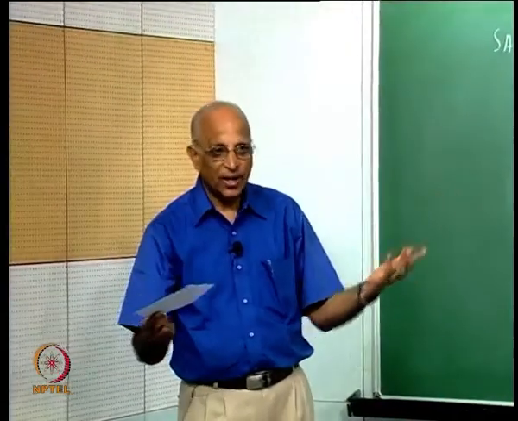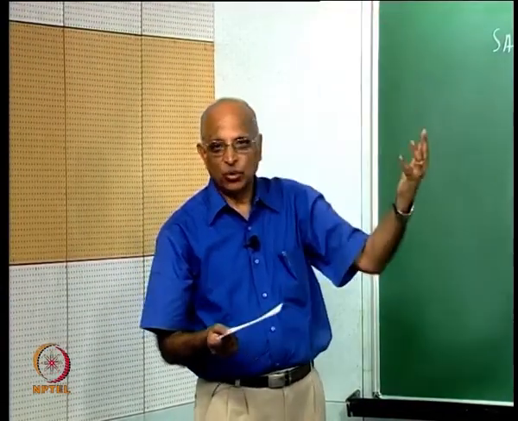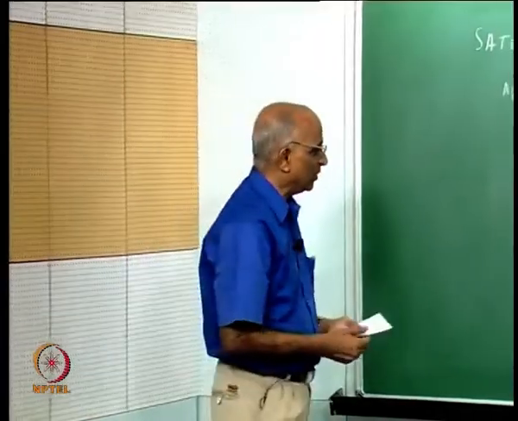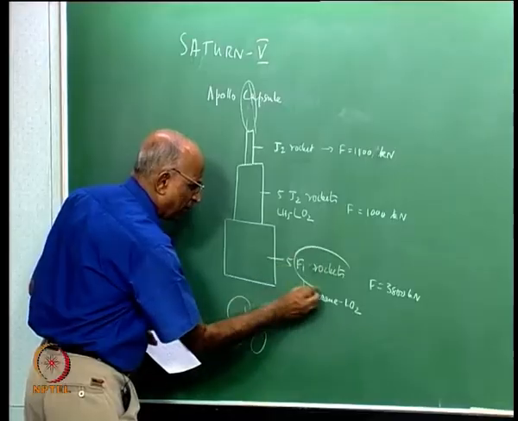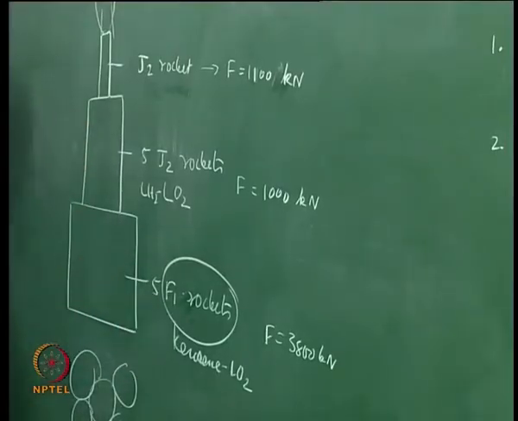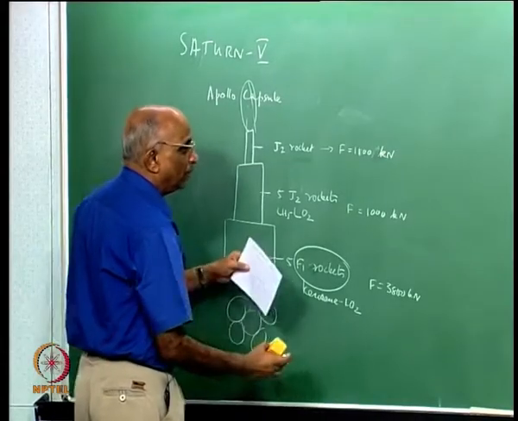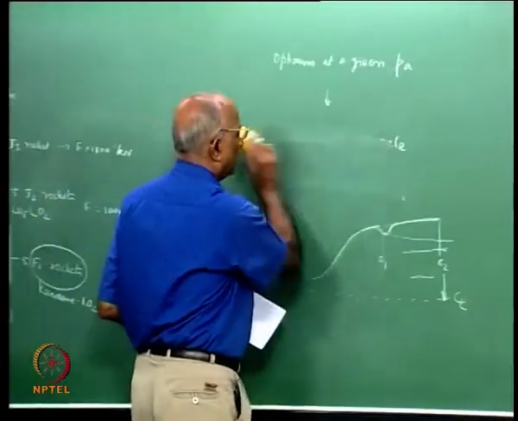Altitude, that means the higher the altitude I get more specific impulse and therefore higher thrust. Therefore, let's take the example of one F1 rocket out of all these 5. Let us do the nozzle problem related to, let us say, one F1 rocket.